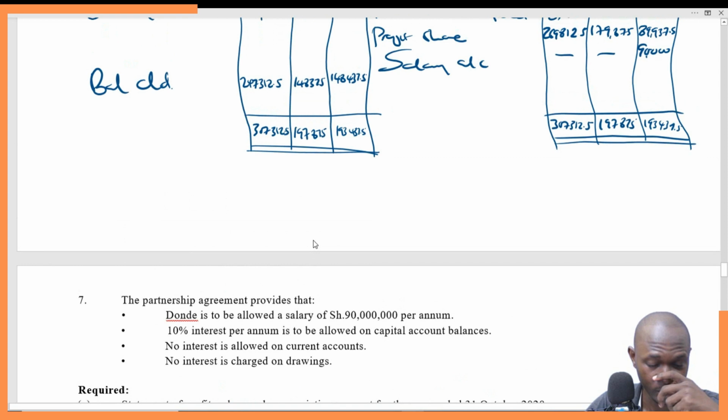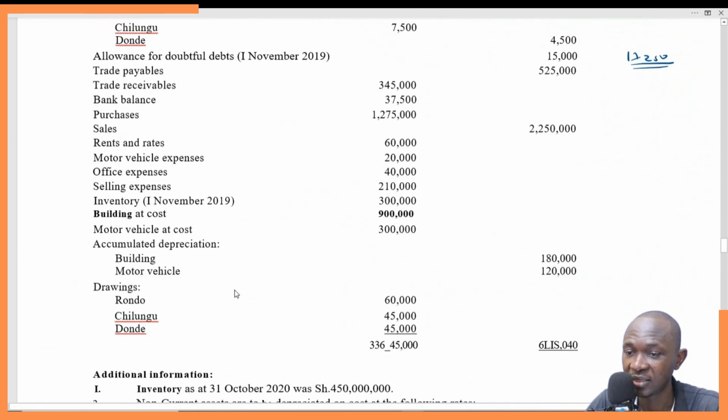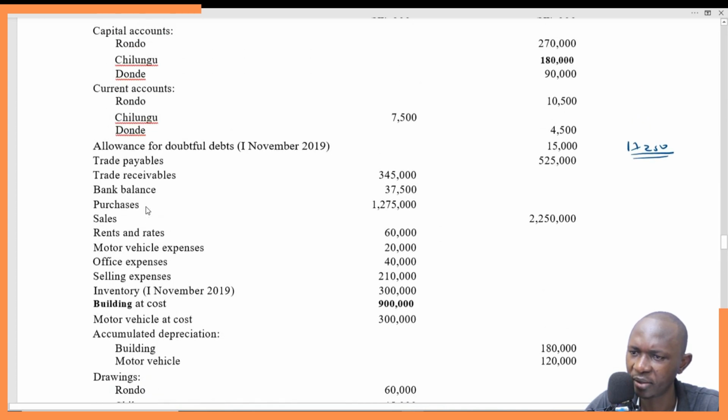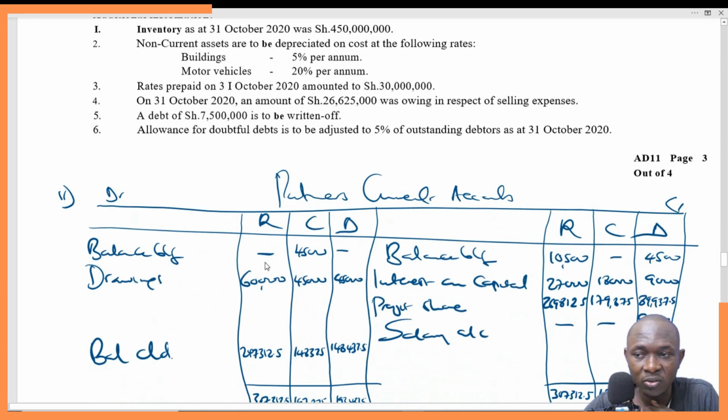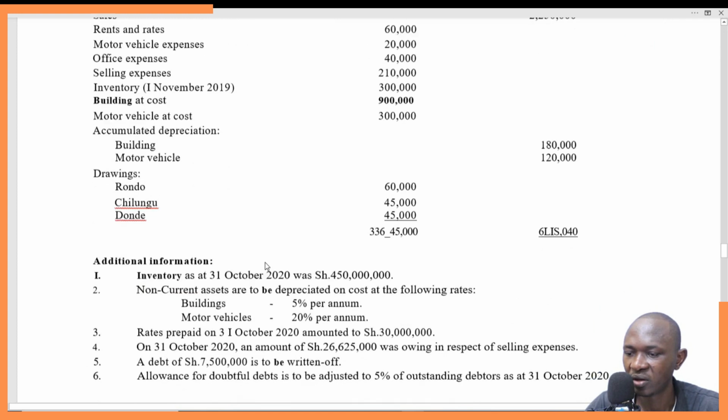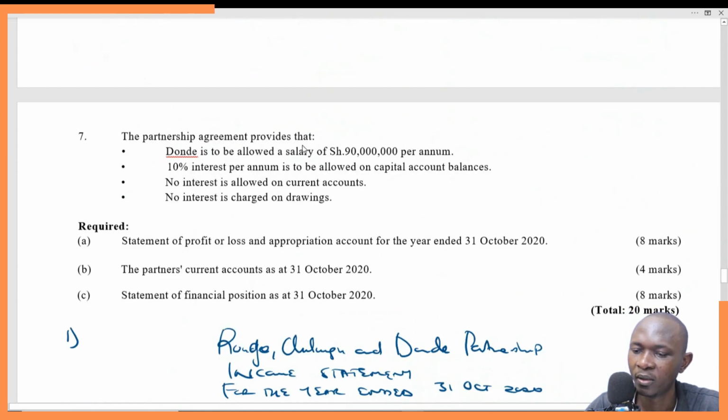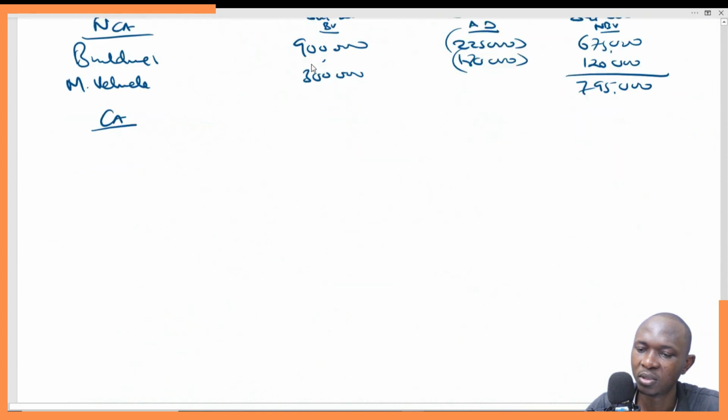So let's confirm if we indeed don't have any other asset. Yeah, we only have motor vehicle and buildings. There's no other. So let's go to current assets. We have trade receivables 345,000. Remember, for trade receivables there was a figure to be written off, a debt of 7/5. It has not yet been written off. We want to write it off, so it will reduce the debts by 7/5. So trade receivables of 345,000 minus 7/5. So we'll have trade receivables here.